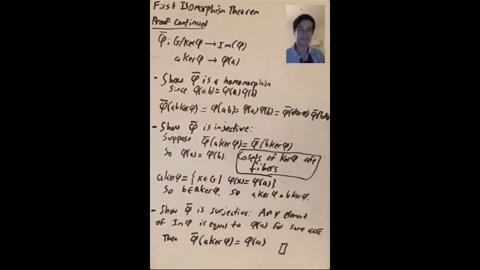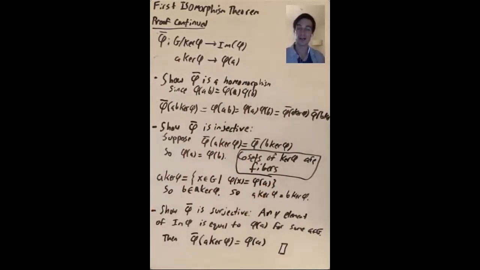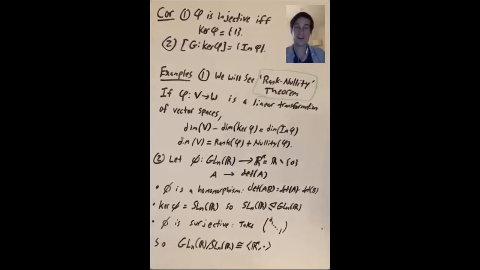Now we're done. So I'm going to pause and erase, and then I'll briefly mention some corollaries that I had written on the first whiteboard here but didn't say anything about. And then I'll talk about some examples. Let me start by saying something about these corollaries of the first isomorphism theorem.